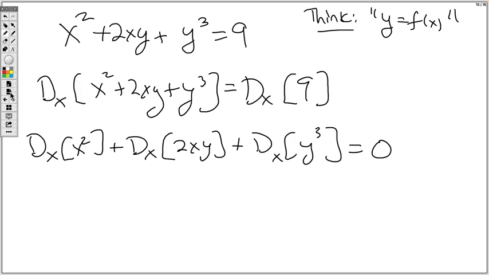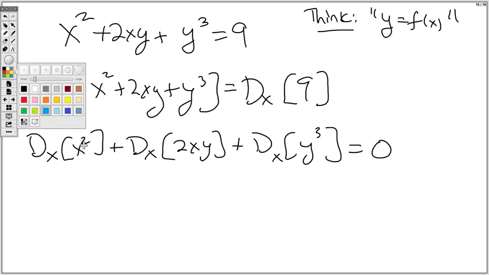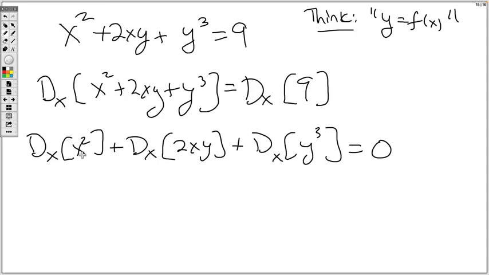Now, what about the first term? I'm taking the derivative of x squared with respect to x. So we know from last week that's just going to be what? 2x. Plus, what rule can I apply here? I'd plug in the x, I'd plug in the y, I'd then multiply by what? 2. So I'm multiplying by a constant. And so if I multiply by 2, what can I do with the 2? Bring it out. That's your constant multiple rule there.